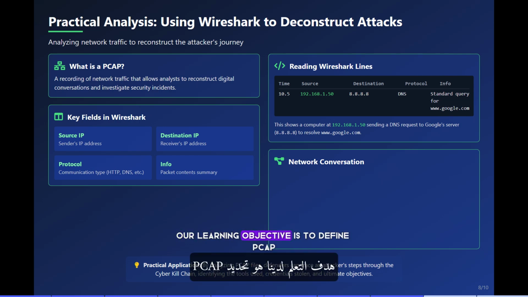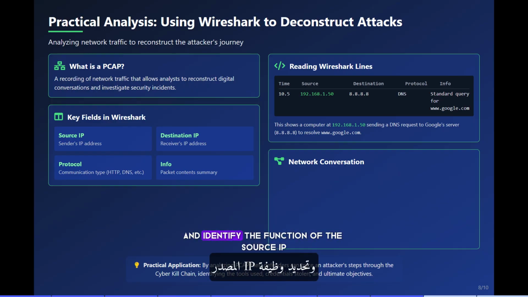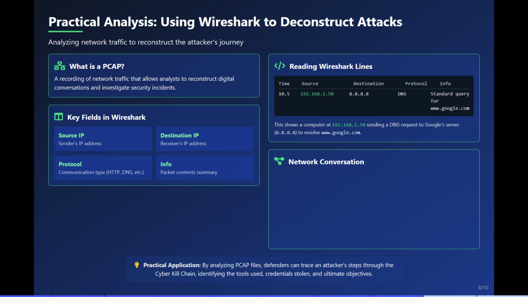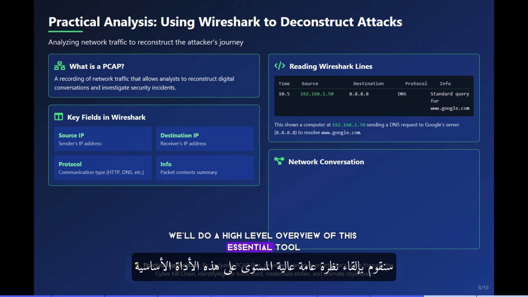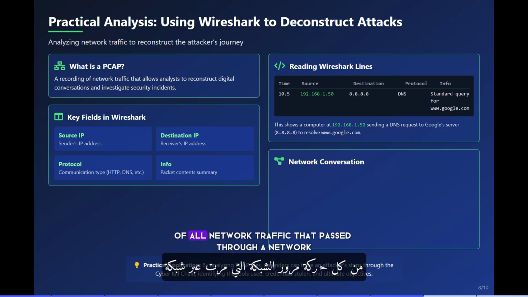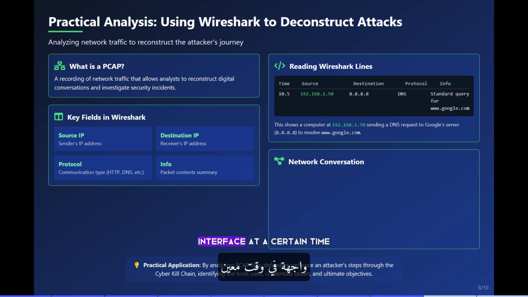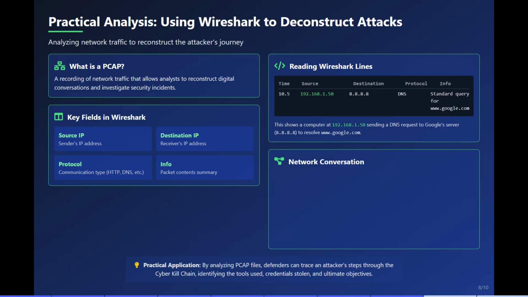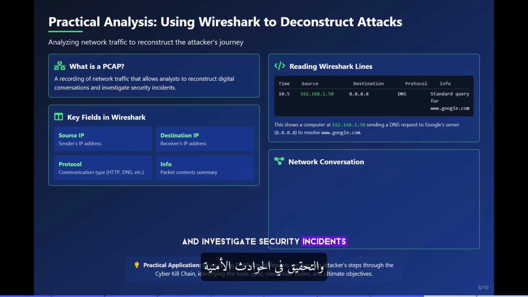Our learning objective is to define PCAP and identify the function of the source IP, destination IP, and protocol fields in Wireshark. We'll do a high-level overview of this essential tool. First, what is a packet capture, or PCAP? A PCAP file is a recording of all network traffic that passed through a network interface at a certain time. Analyzing a PCAP allows us to reconstruct conversations and investigate security incidents.